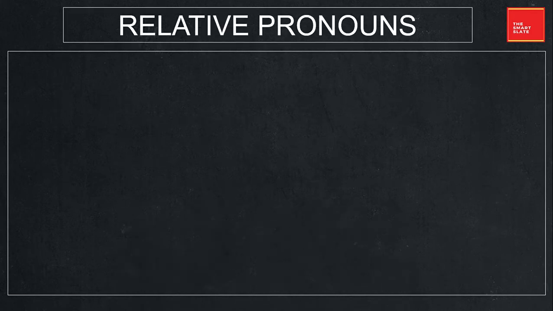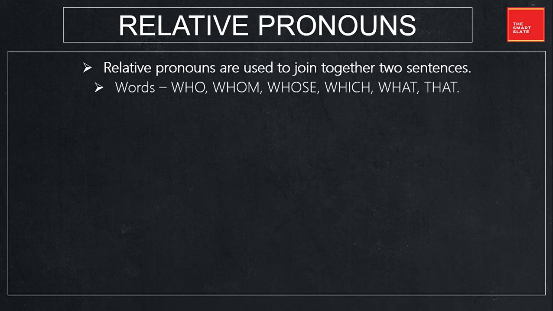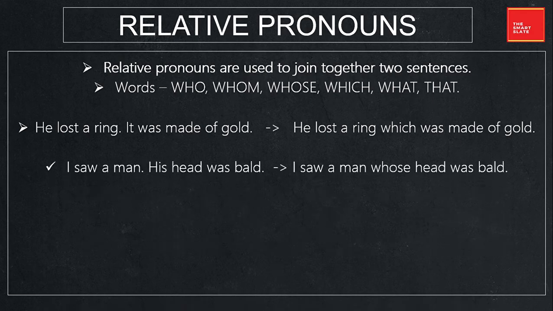Relative pronouns. Relative pronouns are used to join together two sentences. Words like who, whom, whose, which, what, that. So as seen in the last slide, such words are relative pronouns. He lost a ring. It was made of gold. So he lost a ring which was made of gold, you can say. So here which is a relative pronoun which is trying to join two sentences. I saw a man, his head was bald. I saw a man whose head was bald.